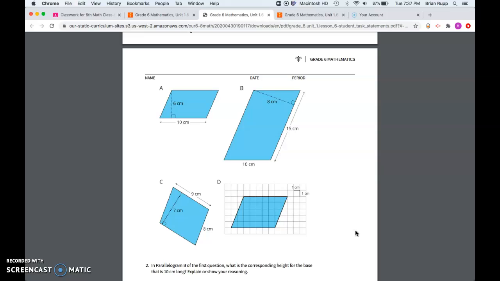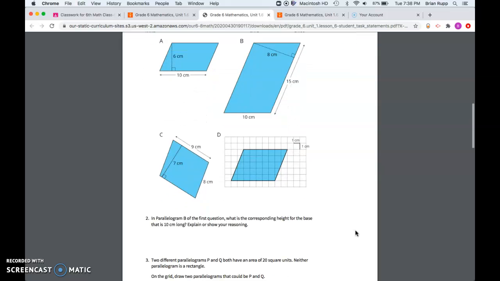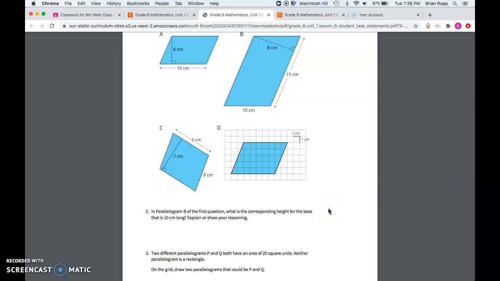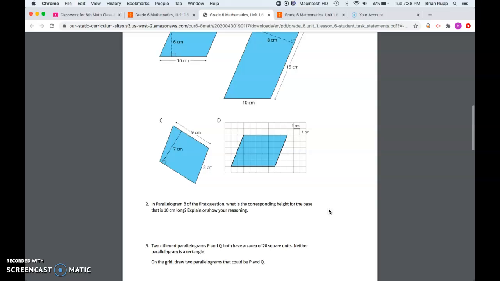So you'll need to find the base and the height, then you can multiply them. There's a little bit of challenge with each one of these. There's something a little different to think about. And then there's questions 2 and 3 that want you to think a little bit beyond. There are some challenging questions here as we're developing our understanding of parallelograms.